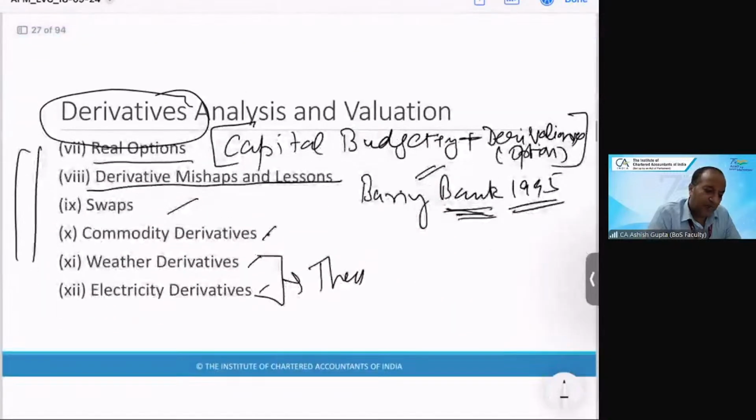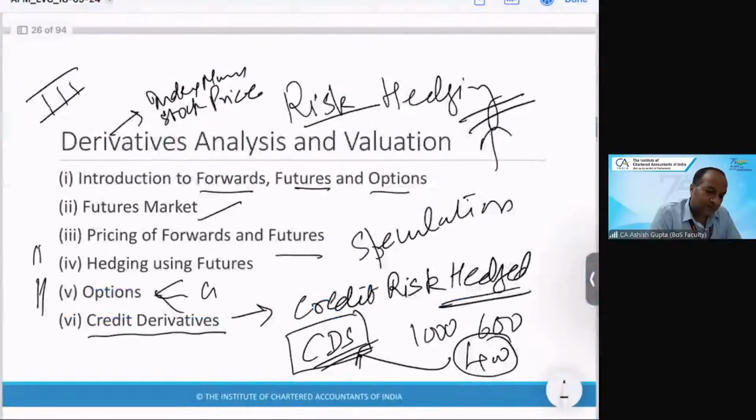Here we have discussion. Our underlying was index number or the stock prices.